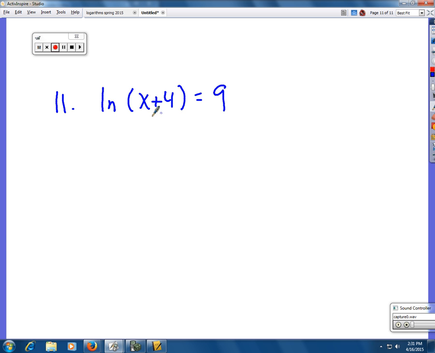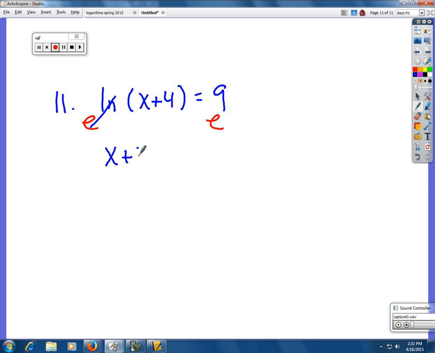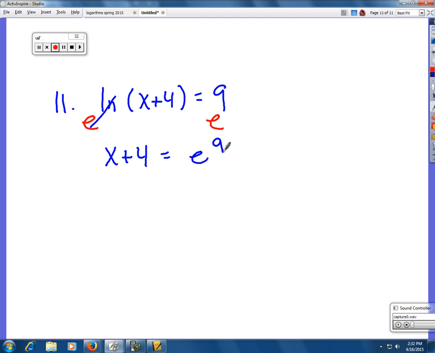I already have that here, so I can go to step 2 where I use base e to convert, to get rid of the natural log and have my argument all by itself. So I take base e of both sides. Okay, so now that I've done that, I'm going to go back and cancel out this side, and I just have x plus 4 equals e to the 9th power. And now I just need to solve for x, which means I want x by itself over here. So I subtract the 4. So x is going to be equal to e to the 9th power minus 4.